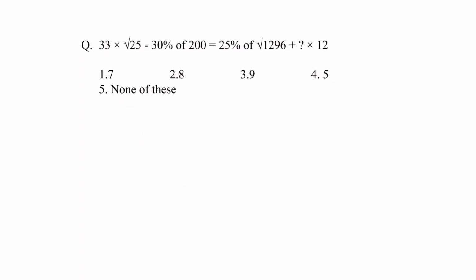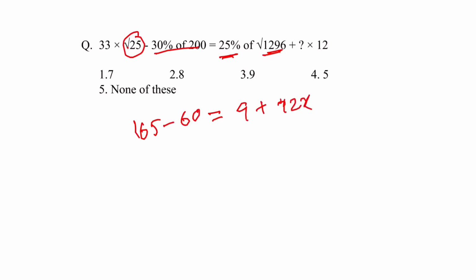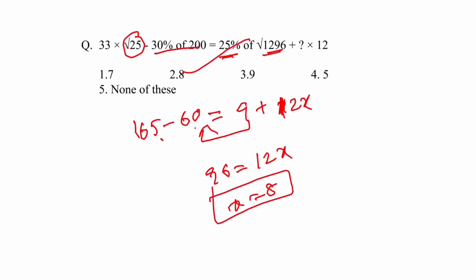32 into root 25 into 5. 33 5s are 165 minus 30% of 200 is 60, is equal to 25% of 1/4 of 196 is 36. 36 divided by 4 is 9 plus 12x. 165 minus 60 is 105. 105 minus 9 is 96, is equal to 12x. Therefore, x is equal to 8. Second option is the correct answer.